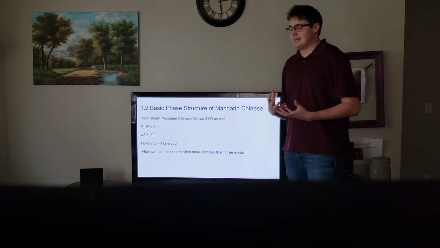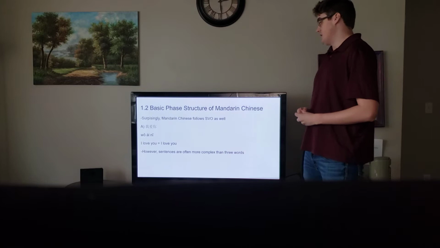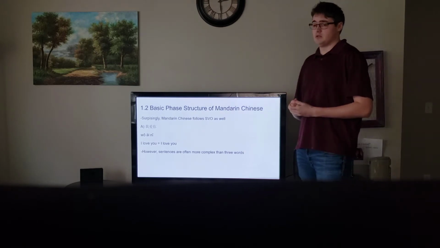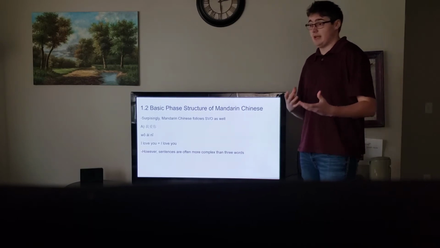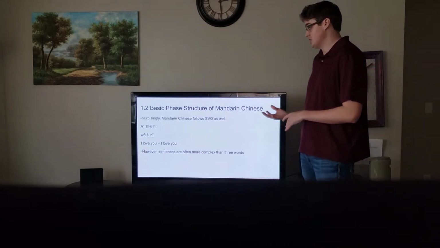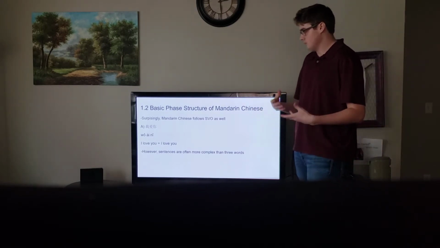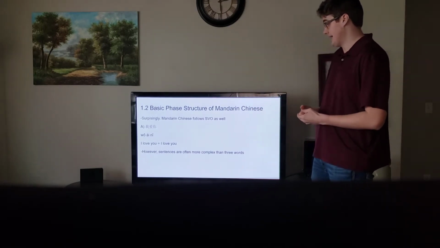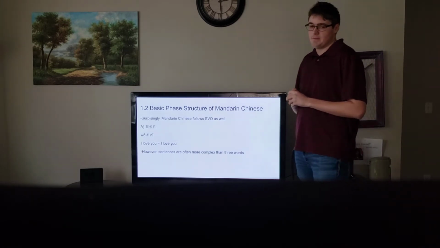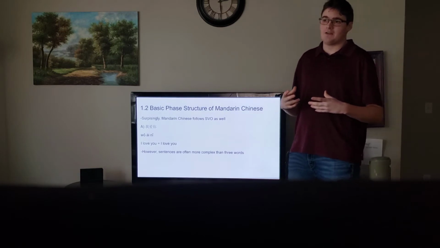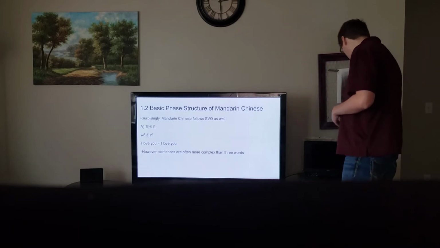Moving on to Mandarin Chinese, we'll find that, surprisingly, Mandarin Chinese follows SVO as well. So if we just compare the simple sentence of I love you and directly translate it into Mandarin Chinese, we will see 我爱你, or I love you, which again directly translates into English. However, sentences unfortunately aren't often as simple as I love you and involve a lot more words in them.